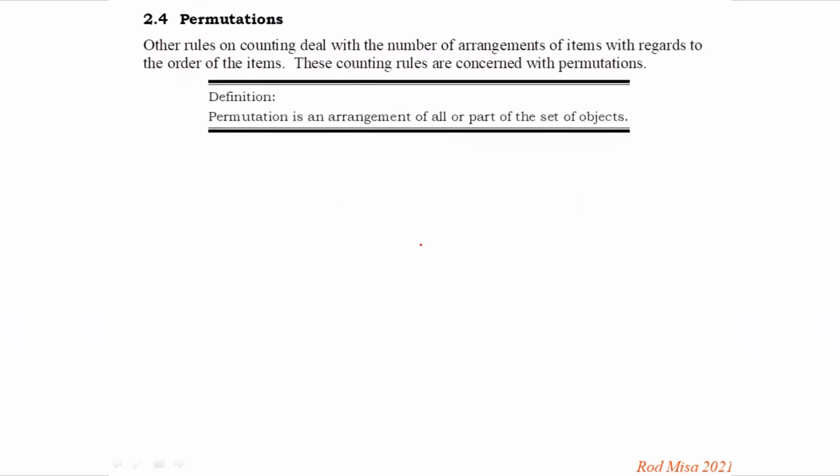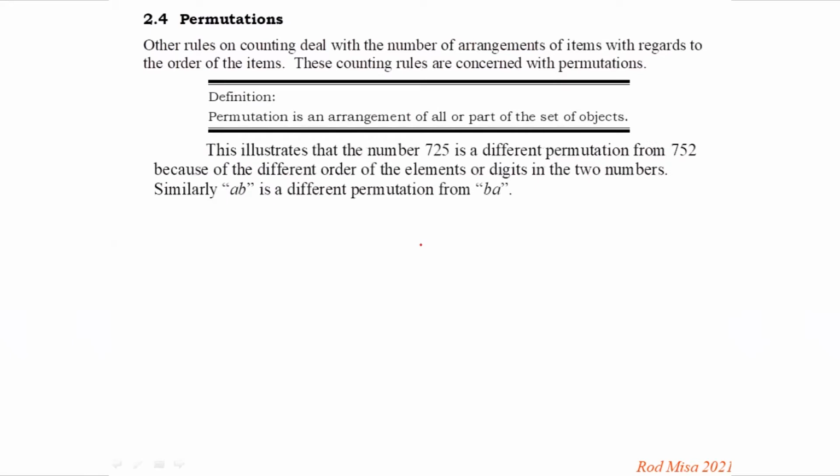So what is permutation here? Permutation is an arrangement of all or part of the set of objects. This illustrates that, for example, 725 is a different arrangement from 752 because of the different order of the elements or digits in the two numbers. Similarly, AB is a different arrangement from BA because order here matters.